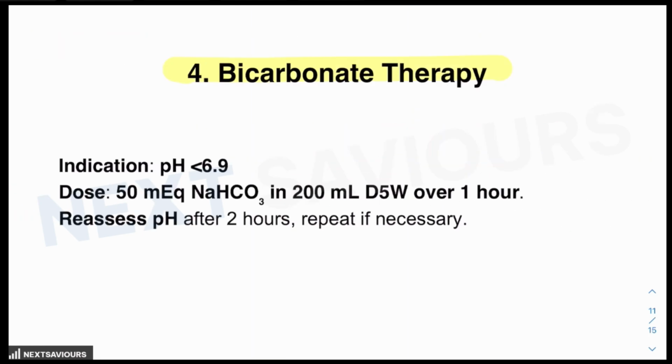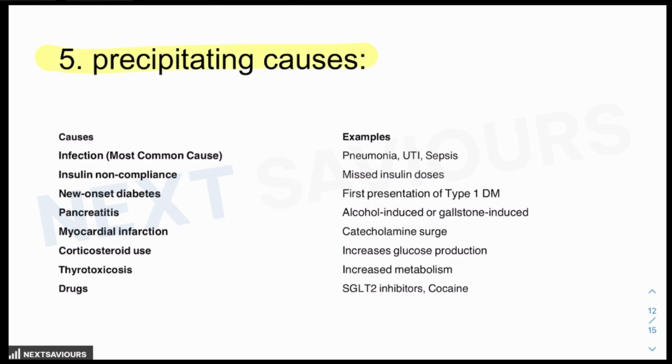Bicarbonate therapy is only reserved for severe acidosis, where the indication is a pH of less than 6.9. Now, phosphate replacement might also be required, but again only in severe deficiency, where you have to replace if the values are too low, like less than 1 milligram per deciliter, or respiratory muscles are found to be weakened. And finally, you have to identify and treat the underlying causes.